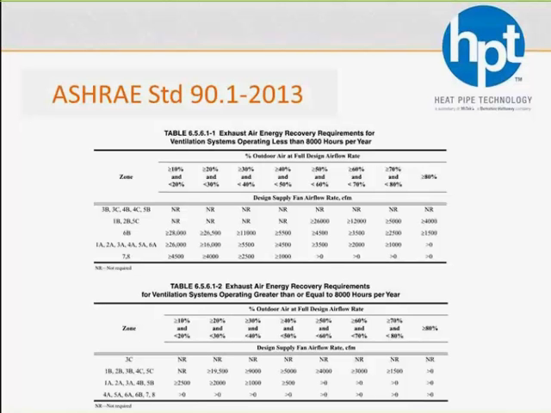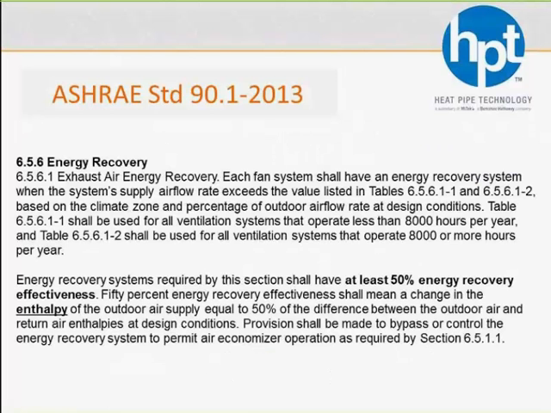If it's a 24/7, 365 operation, you have to go down to the table below where it's more than or equal to 8,000 hours per year. And as you can see, every climate zone in North America except 3C will require energy recovery if it's at least 80% outside air. So what kind of energy recovery is required?